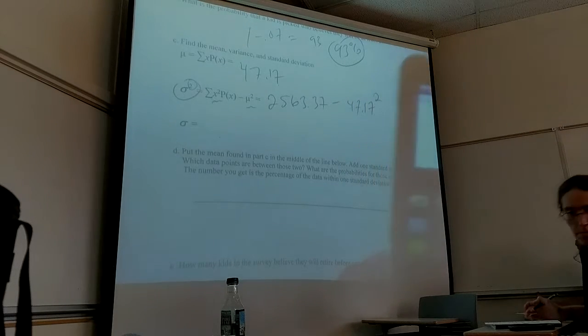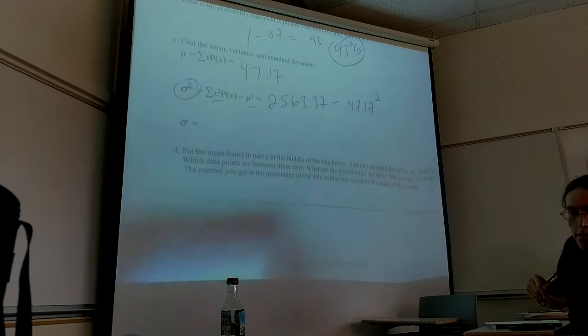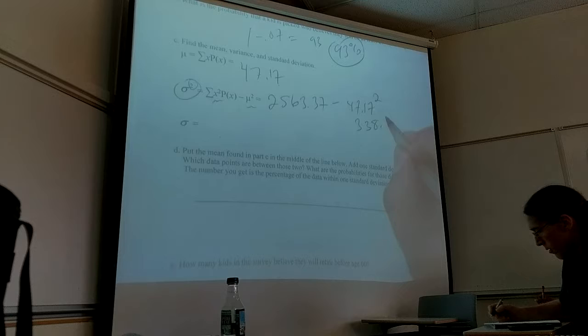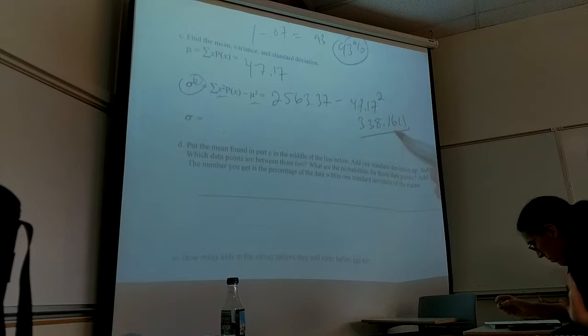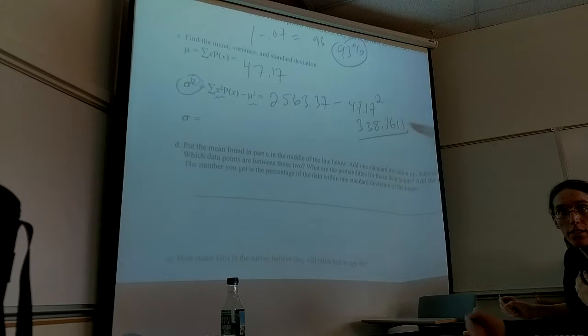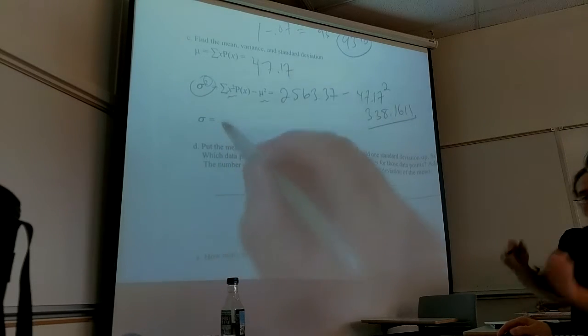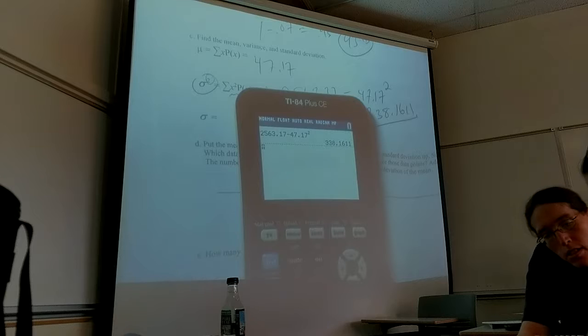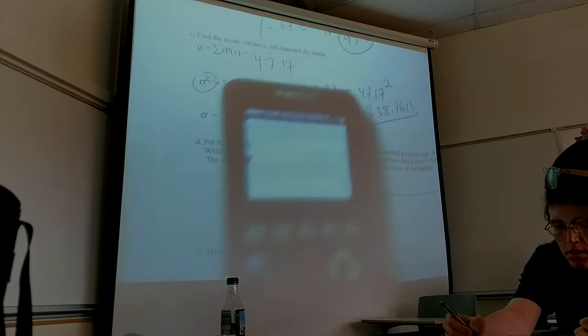338.161. So what is this? 3611. It's the variance. Look again. What is this? Variance. So how do I get the standard deviation? Square root that thing. I get 18.389, it looks like.